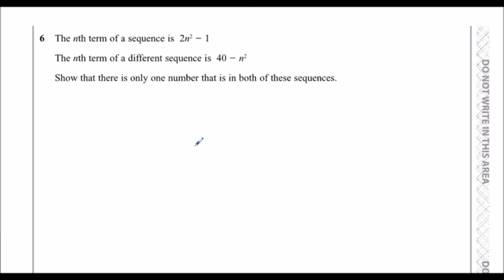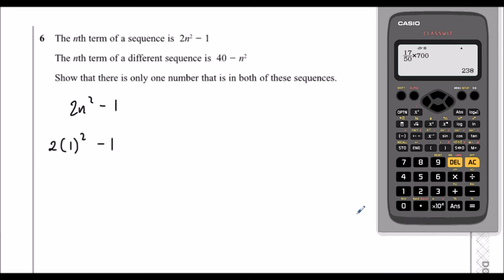So let's just substitute the numbers in. So to find the first term, we change n to 1. To find the second term, we change n to 2, and so on. So the first term for 2n squared minus 1 is 2 times 1 squared minus 1. Let's use the calculator because we've got it. So 2 times 1 squared minus 1 is 1.